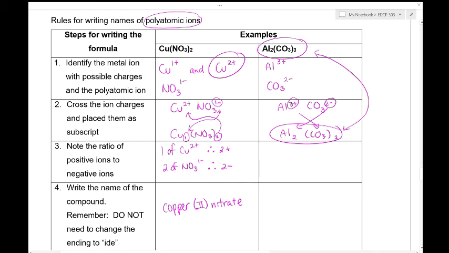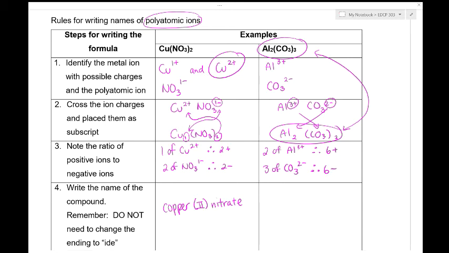Now let's check it again to make sure the ratio is correct this time. So 2 of Al 3+ would give us 2 times 3, which is 6+, and 3 of CO3 2- would give us a charge of 6-. 6+ and 6- cancel out, therefore this is balanced.